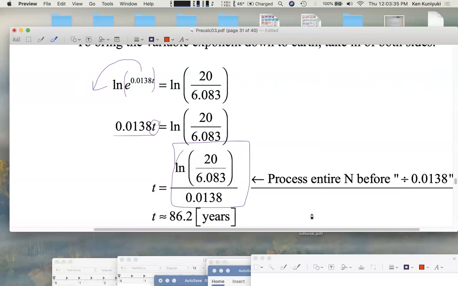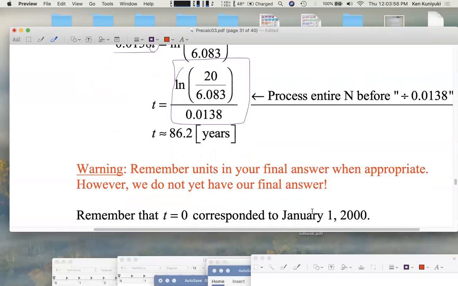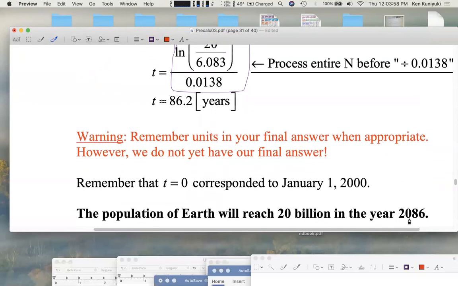So does that mean that in 86 AD, when the Roman Empire was powerful, that the population was 20 billion? No. Remember that t is the number of years since January 1st, 2000. So we add 86.2 years to January 1st, 2000. That means that we're somewhere in the year 2086. All right. Or sometime early in the year 2086. So based on this Malthusian model and our calculations, we claim that the population of Earth will reach 20 billion in the year 2086.